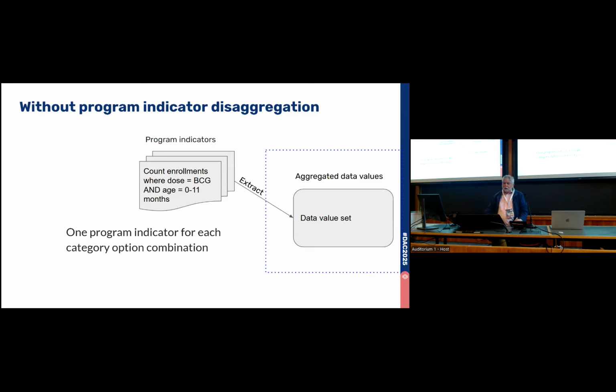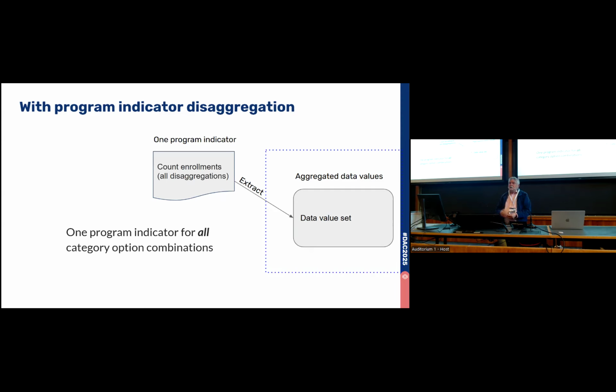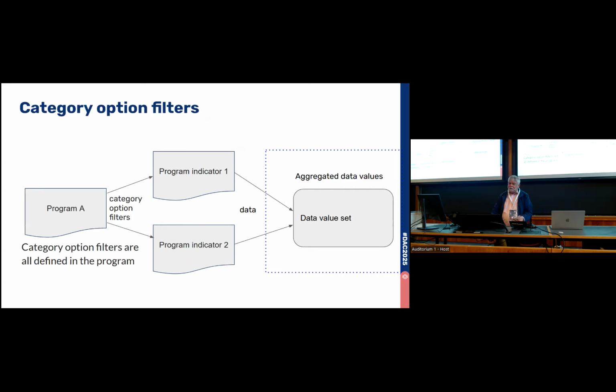With the program indicator disaggregation, you just need one program indicator for each piece of logic. Now, you may have several different logical indicators, and in the case of the Ghana HIV health system that you're about to see, they have 27 different logical program indicators, but each one of those then had to multiply by the number of disaggregations. So the program indicator disaggregation takes care of that.